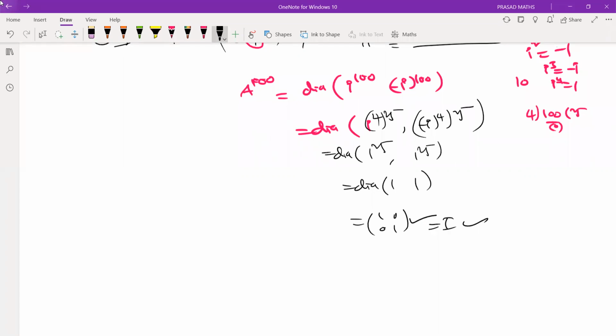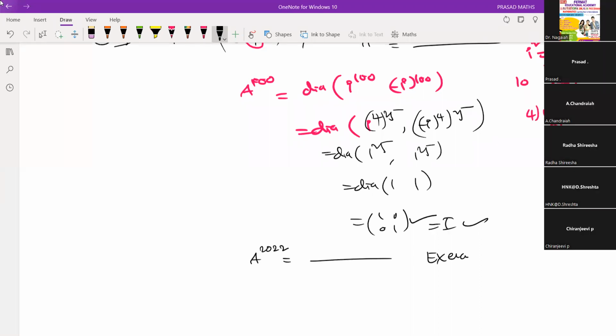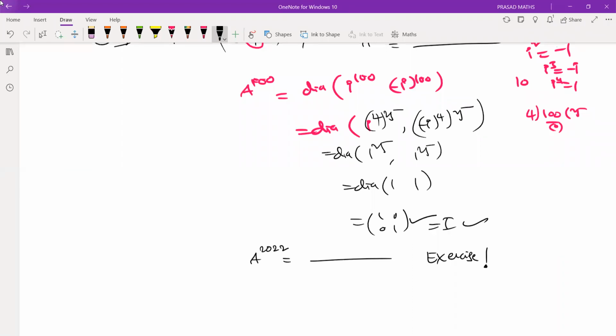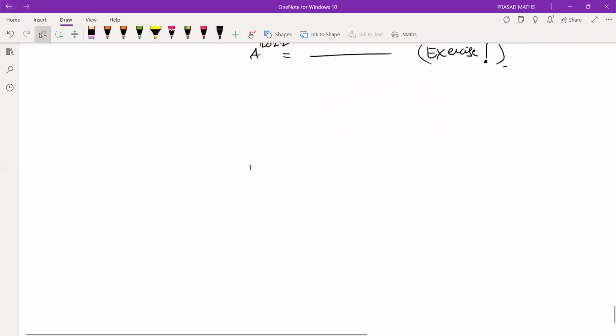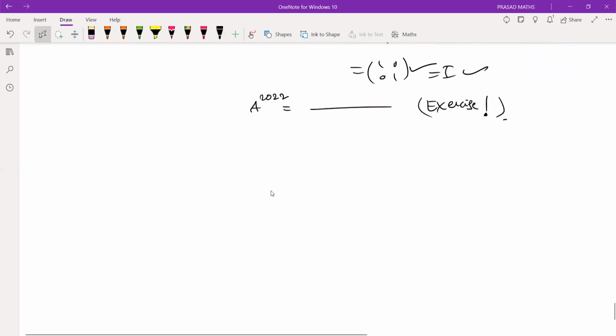Next, suppose you're asked to find A to the power 200. It's an exercise. Take it as an exercise, using the same technique. Now, the third problem.